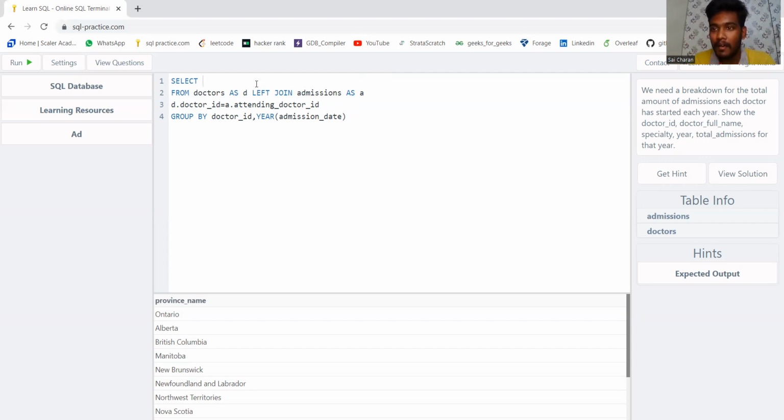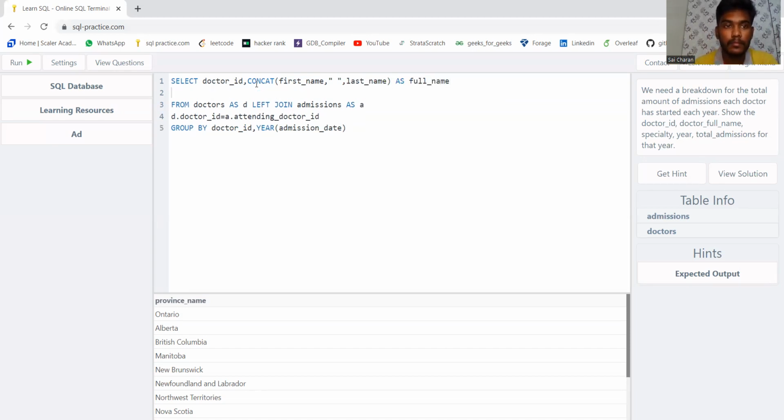Now we need the doctor ID and then the doctor's full name, so obviously a concatenation of first name and last name as full name, and then specialty, then year of admission date, and then total admissions, obviously count star, as total admissions for that year. So this is it.